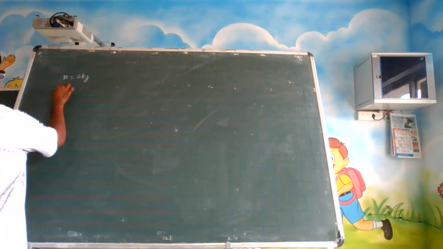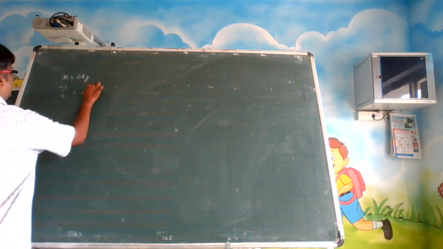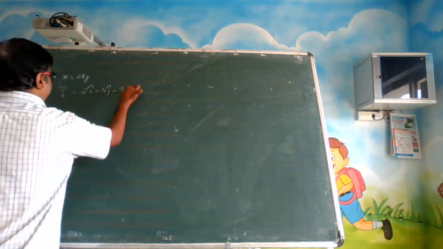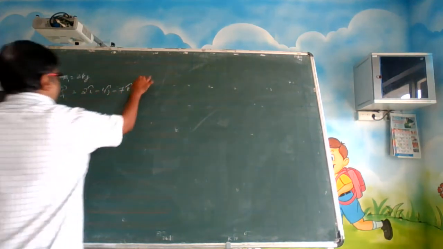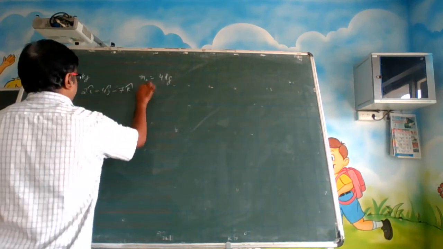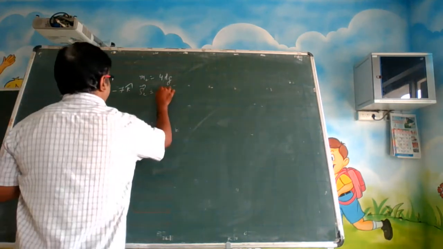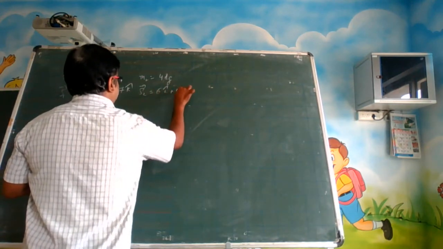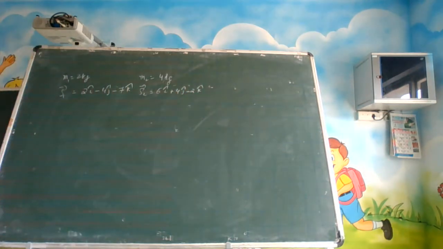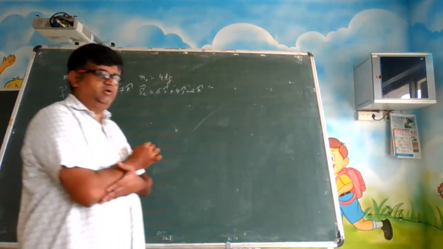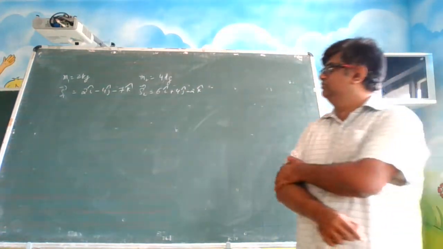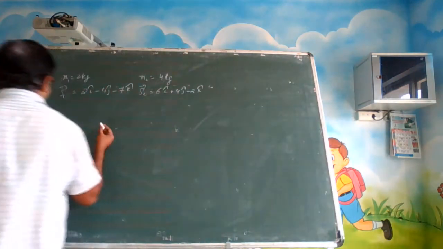The displacement vector S1 is given as 2i minus 4j minus 7k. And the second mass m2 is equal to 4 kg, with displacement vector, let's say, 6i plus 4j minus 2k. Like this it is given, and they ask you to find the location of the center of mass. I am showing you different models of how it can be tested.